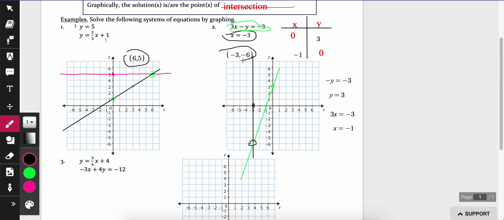Remembering that y equals is horizontal, x equals is vertical, and y equals mx plus b is slope-intercept form, so we start with the y-intercept and use the slope. ax plus by equals c is standard form, and we want to set up a table of values. Cover up this x value and solve for the y-intercept, and then cover up this y value and solve for x, the x-intercept.